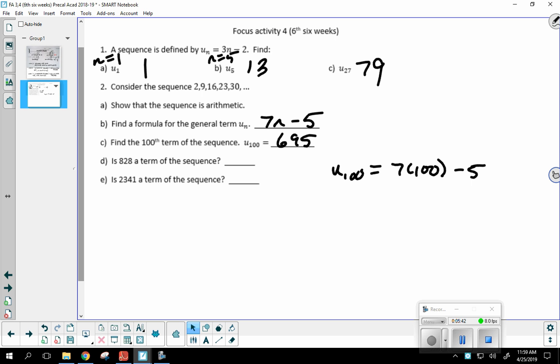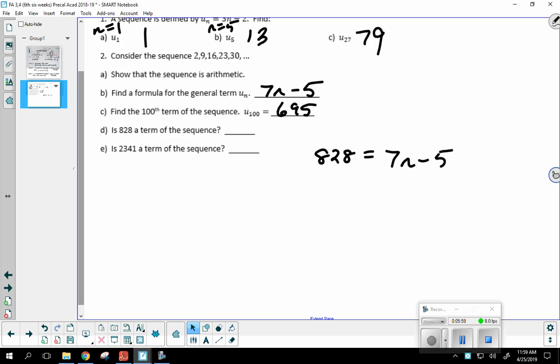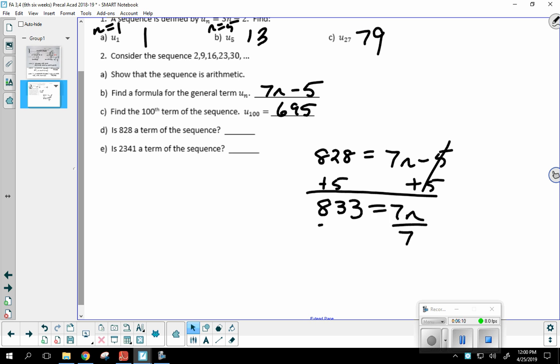Okay, Antonio has a great idea. He said set the equation equal to that. So if I have 828, I'm going to set it equal to 7n minus 5. Well, what would I do? Let's solve for n. Now remember, n represents a term number, so I'm going to add 5. That would be 833 is equal to 7n.